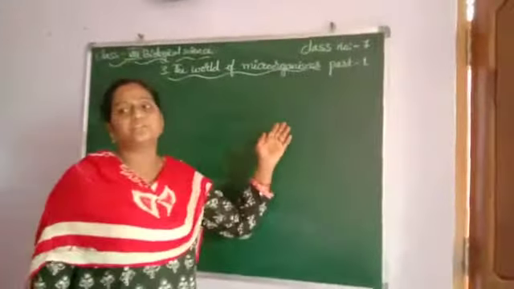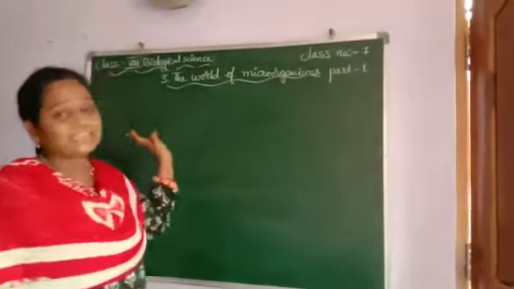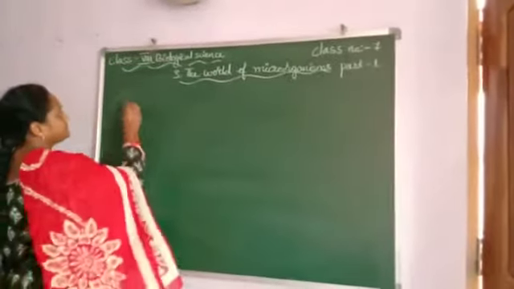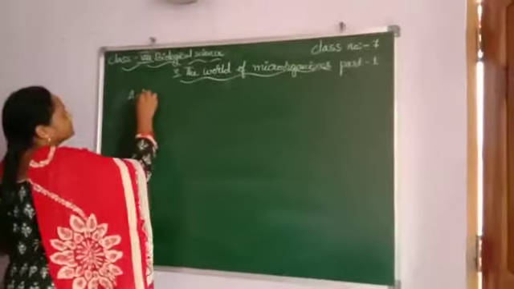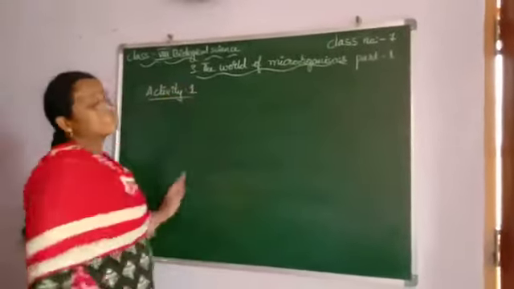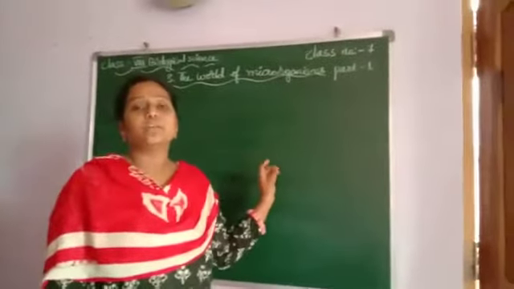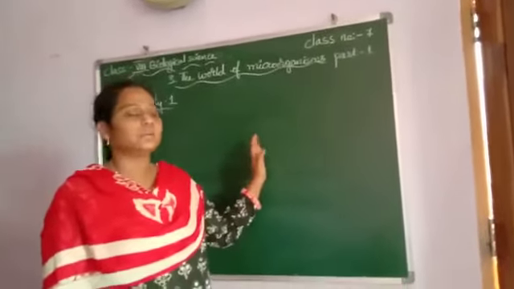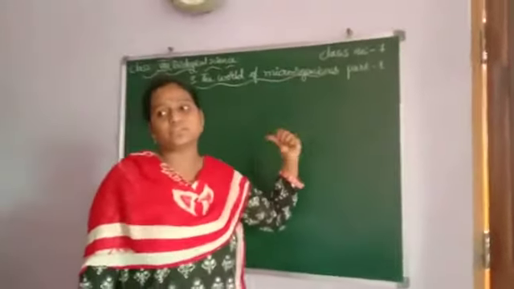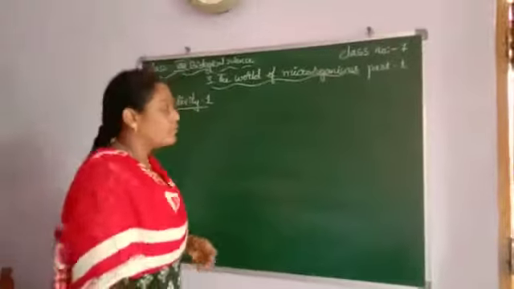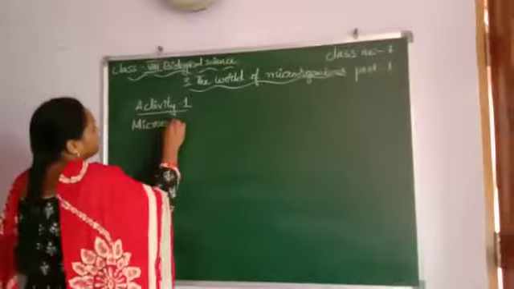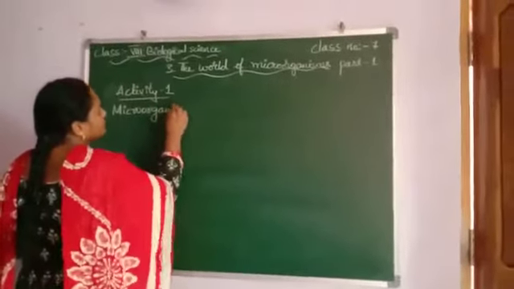Today in class number 7 we are going to learn about, in 8th class biological science subject, activity 1, chapter number 3, activity 1. In class 6 we have already discussed microorganisms, mitochondria, pseudopodia, etc. So in class number 7 we are going to learn about microorganisms in water.